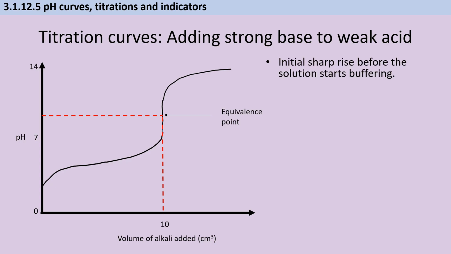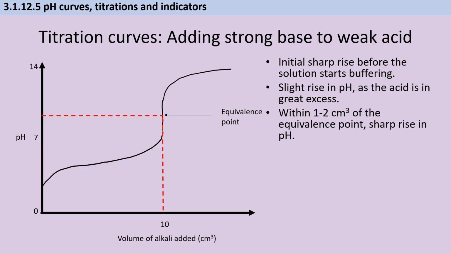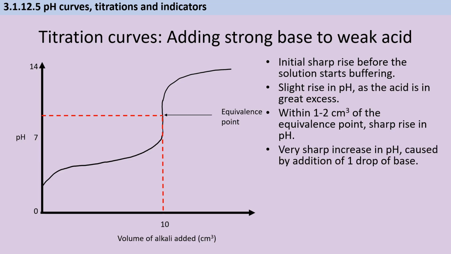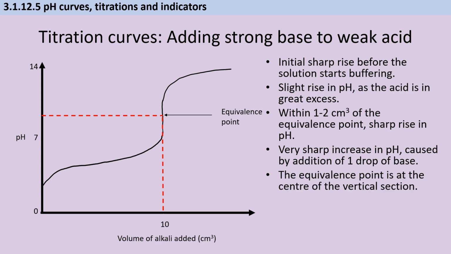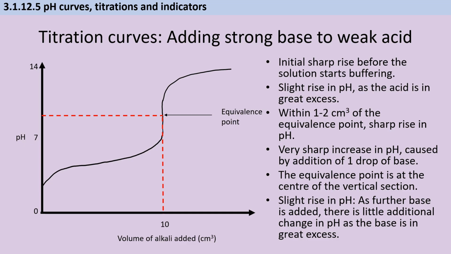Initially, there is a sharp rise because the solution is not yet buffering. Then we see a more gradual rise in pH as the acid is in great excess compared to the base. Within 1 to 2 centimetres cubed of the equivalence point, there is suddenly a sharp rise in the pH. There's a very sharp increase in pH which is caused by the addition of 1 drop of base, and this is where we're going to find our equivalence point, right in the centre of that vertical region. Then after that there is a more gradual rise in pH as further base is added, and there's very little change in pH as the base is already in great excess.